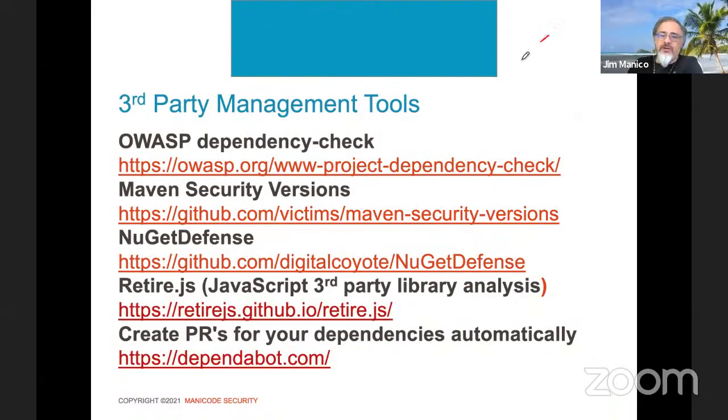OWASP has a project called Dependency-Check, which is brilliant. It should get you started for free and help you negotiate price against the expensive SCA vendors, right? Maven is for Java. There's NuGet Defense for .NET, Retire.js for JavaScript, and you've got Dependabot, which will automatically crawl your code base and issue PRs when a third-party library is out of date. Dependency-Check is a flagship OWASP project, a great place to start for third-party security analysis.